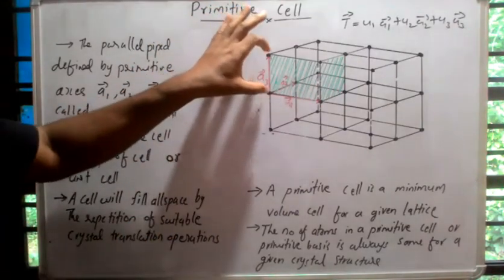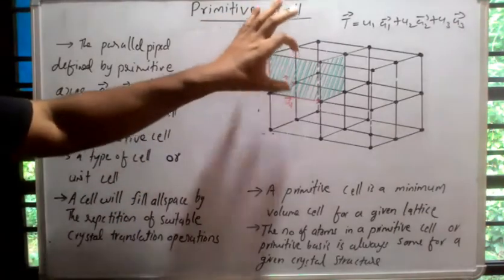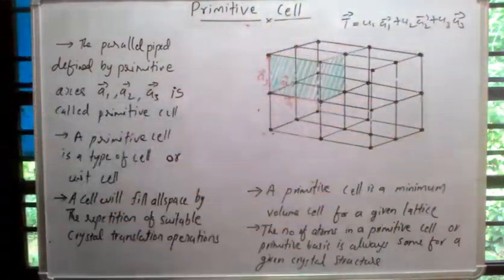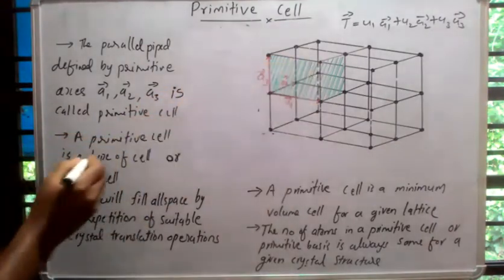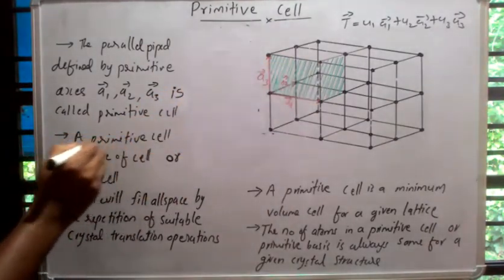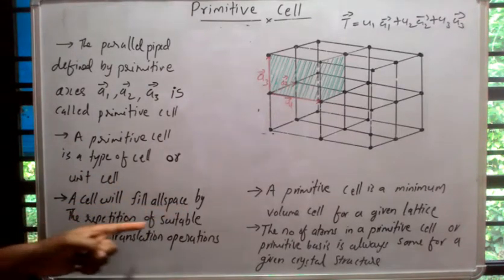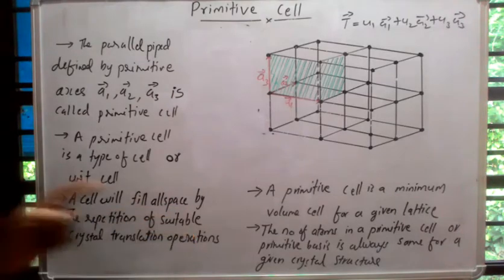This is the fundamental building block of the crystal. The repetition of this fundamental building block, the repetition of the primitive cell, makes the whole crystal. So this is known as our unit cell. A primitive cell is a type of cell or unit cell. And another point is that a cell will fill all space by the repetition of suitable crystal translation operations.